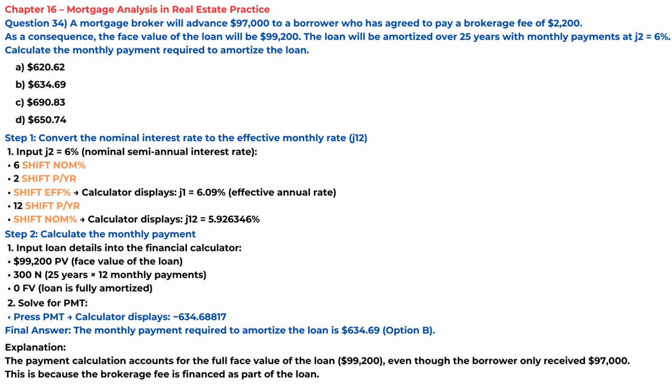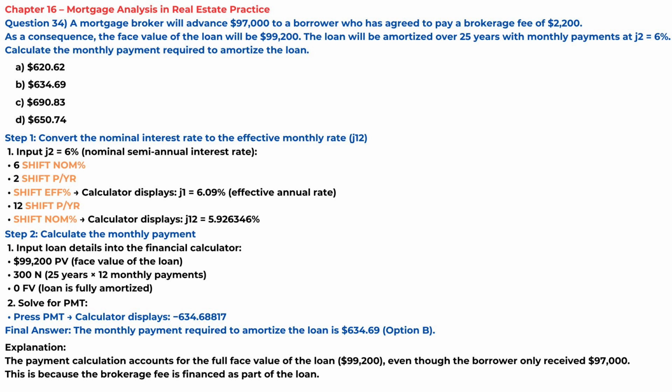Step 1. Convert the nominal interest rate, J2 equals 6%, to the effective monthly rate, J12. 6, Shift NOM2, Shift PYR, Shift Effective. Calculator displays J1 equals 6.09% effective annual rate. 12, Shift PYR, Shift NOM. Calculator displays J12 equals 5.92634%.